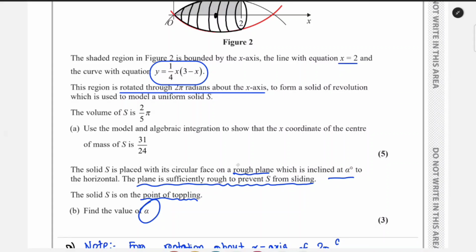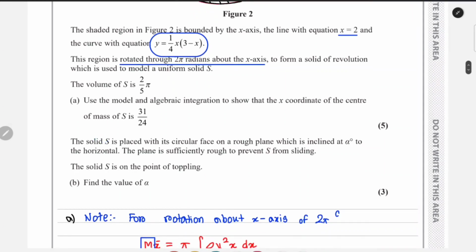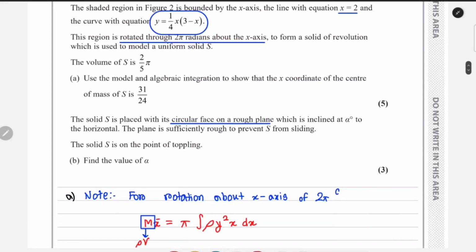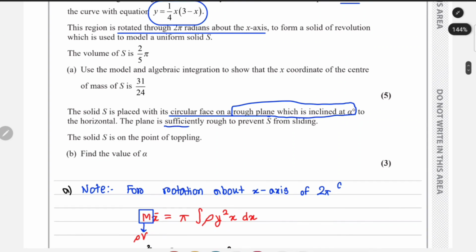Now in part B, we are given that the solid is now placed with its circular face on a rough plane. So the circular face would be this side over here. It's kept on a rough plane which is inclined at an angle, so it's basically kept on a ramp like this. We are given that the plane is sufficiently rough to prevent S from sliding and that it is on the point of toppling. So we have to find α, the angle of the ramp.